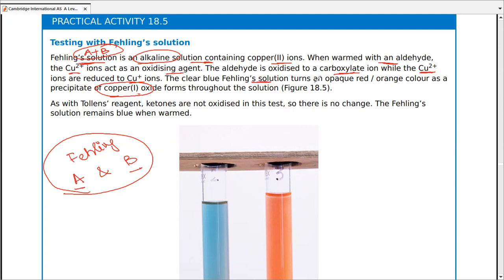Now, the clear blue Fehling's solution turns an opaque red or orange color, this kind of appearance, with the precipitates, which means there was an aldehyde present. This is the start of it before, and this is the after in case of a positive test. Again, this only goes positive with aldehydes. Ketones are not oxidized. The Fehling's solution remains blue, just like the copper 2 blue color that we usually see with copper sulfate. This is copper 1, not copper 2. All right, this gives the idea.